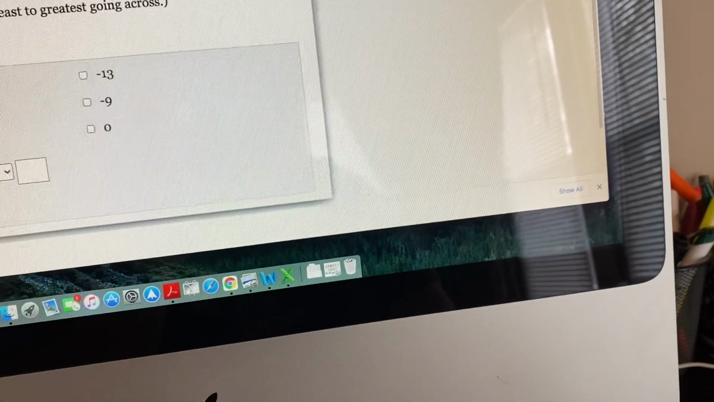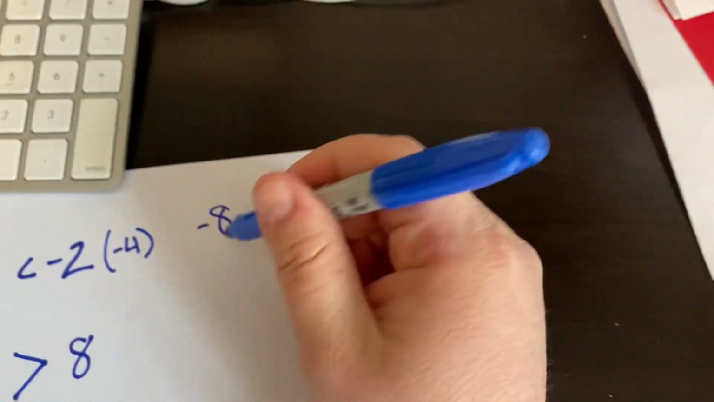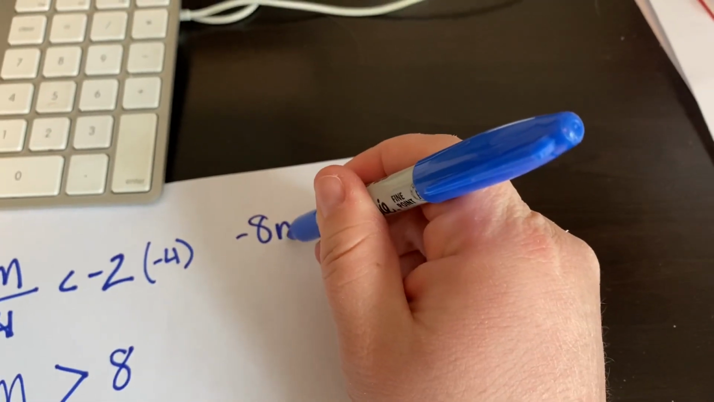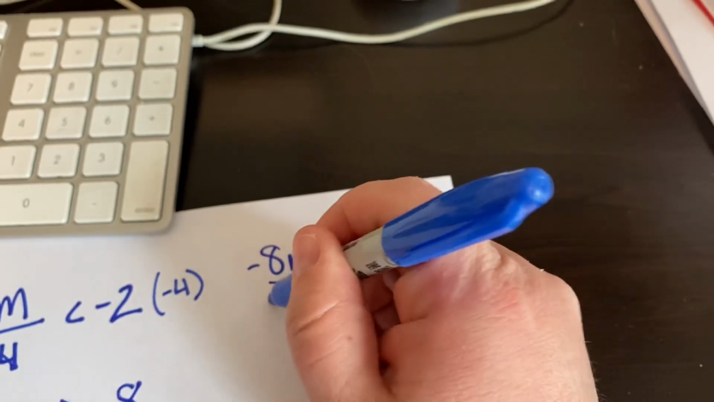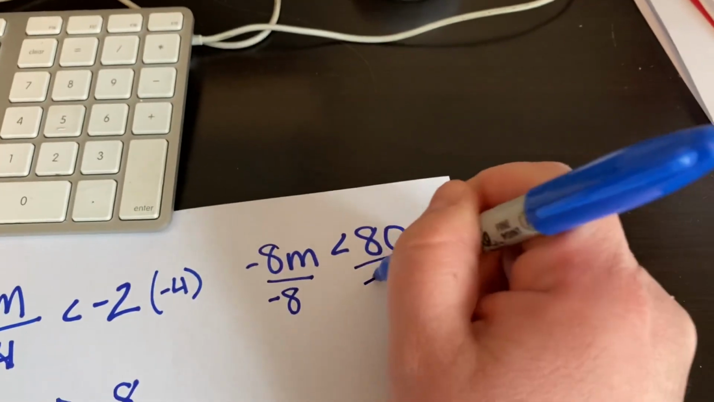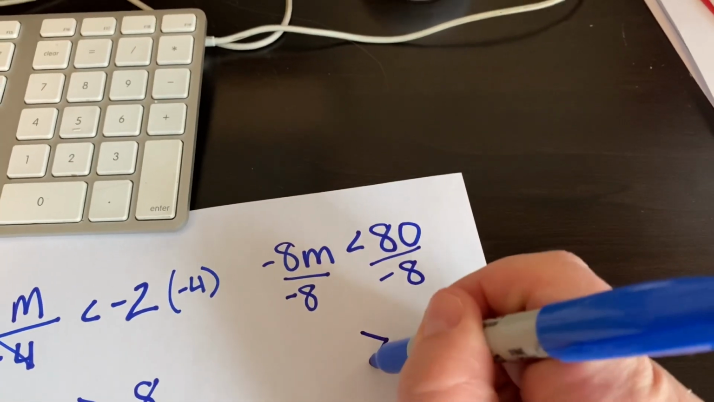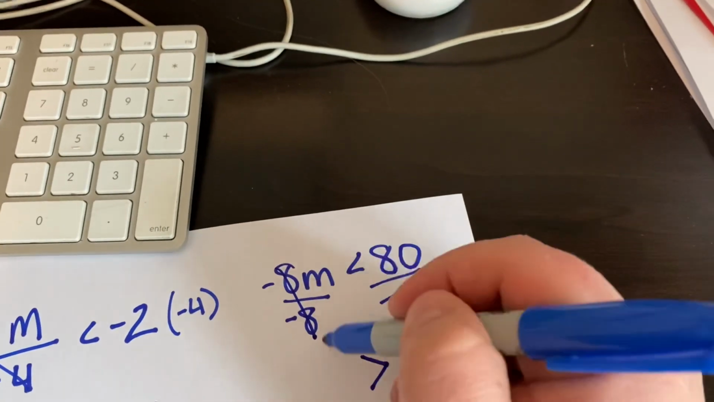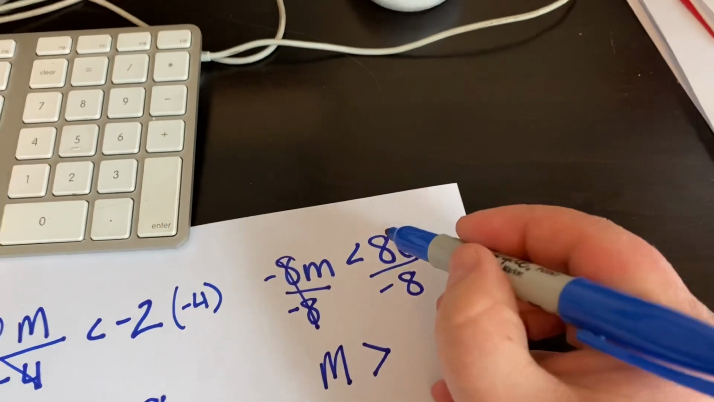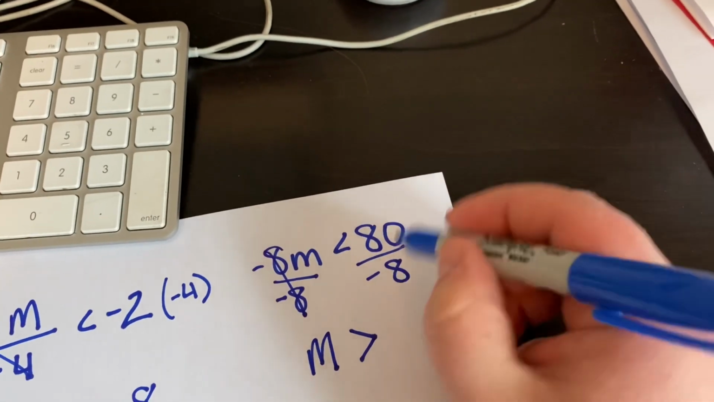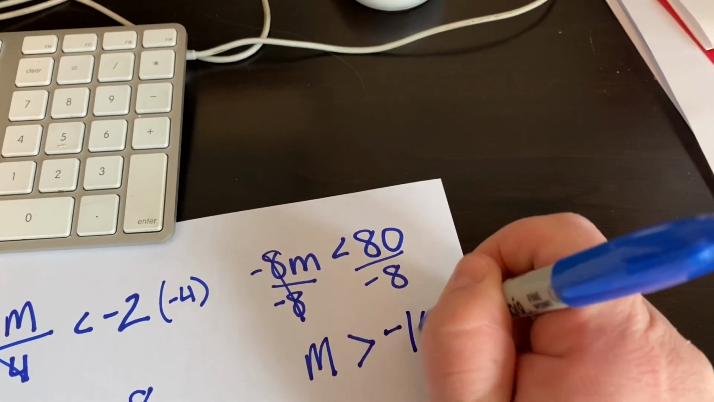-8m is less than 80. So here's my problem. I'm going to work it out. -8 times m, so the opposite of that would be divide by -8. Remember, whenever I divide by a negative, I have to flip my sign. Then I finish my problem. That cancels out, bring down my m. 80 divided by -8 gives me a -10.